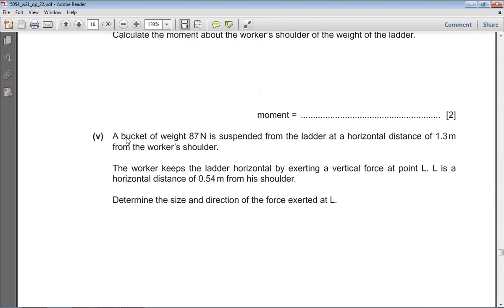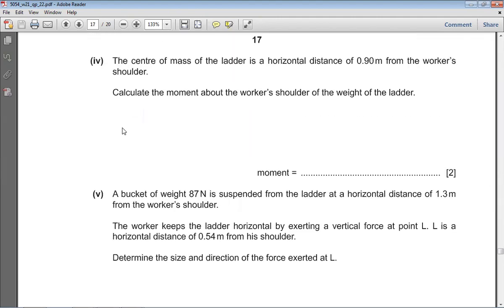The center of mass of the ladder is a horizontal distance of 0.90 meter from the worker's shoulder. So the center of mass is 0.90 meter from the pivot. He says calculate the moment about the worker's shoulder of the weight of the ladder. Weight is a force and its line of action is 0.90 meter away from the pivot. So I can calculate the moment produced by this weight, and the method is very simple. Moment will be equal to the weight multiplied by its perpendicular distance from the pivot, which is 0.90 meter.